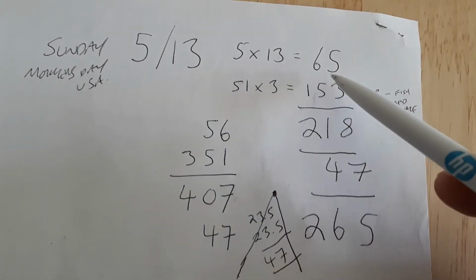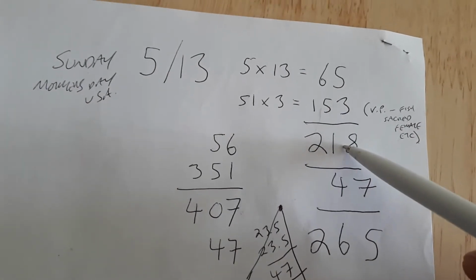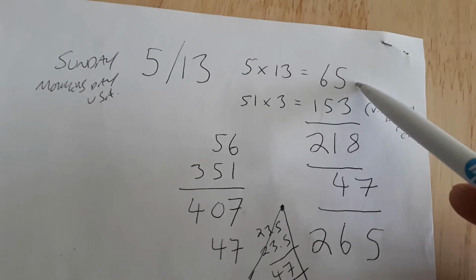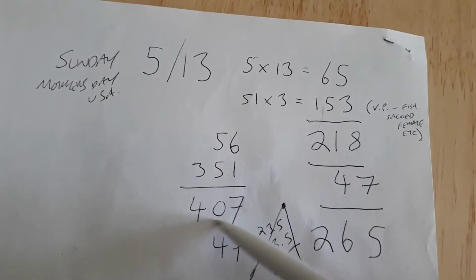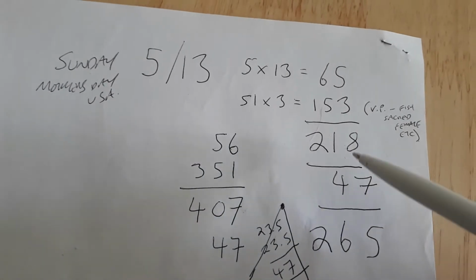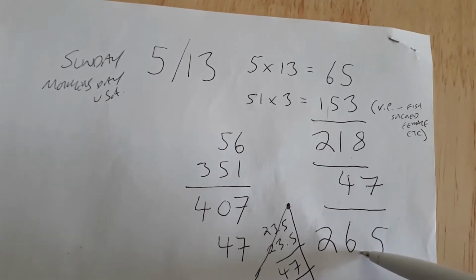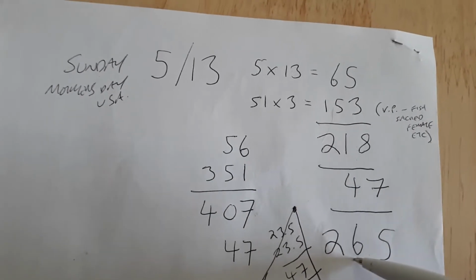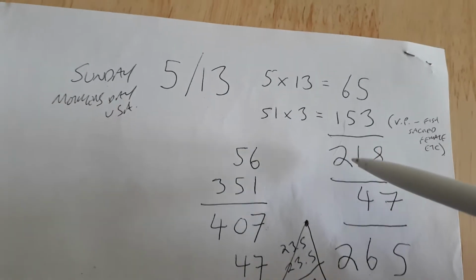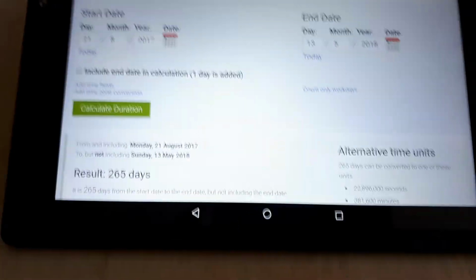5 times 13, 51 times 3. We added those two together. We got the eclipse date. We then reversed those two numbers and added those together. We got 407. We dropped the 0 and added it to the eclipse date. We got 265. That's how many days it is from this date to that date. Remembering the future, 265.